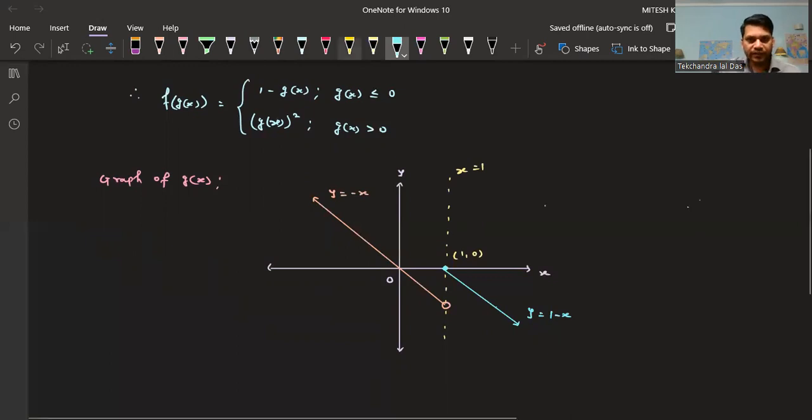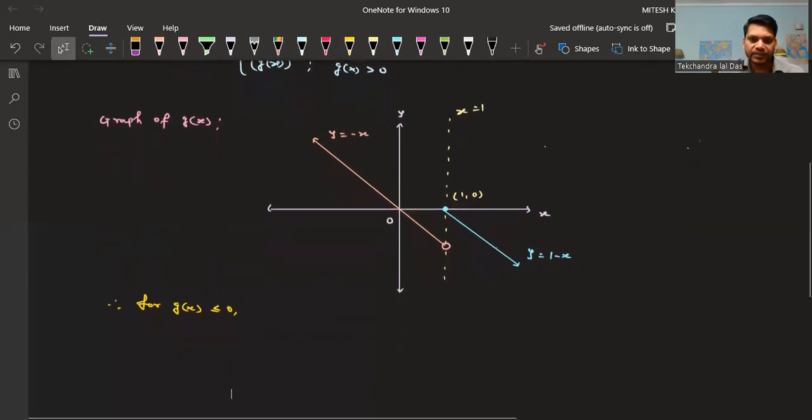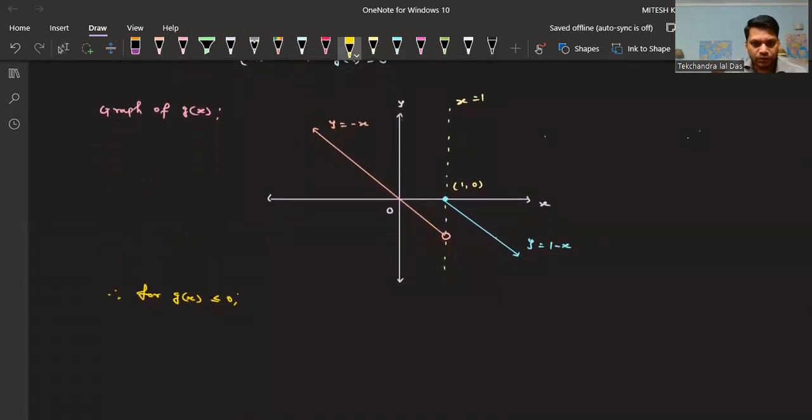Okay, so we'll write the different parts lying below the x-axis, or sorry, above the x-axis. So let's write down g(x) less than or equal to 0. Let's see the parts here. For g(x) less than or equal to 0, which parts are there? We have two parts now. Just let me mark these parts here.